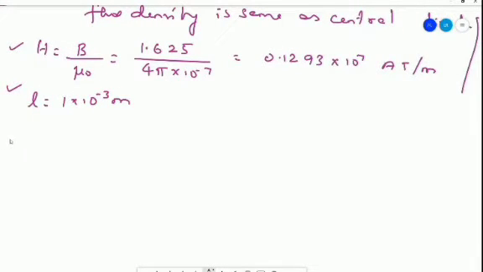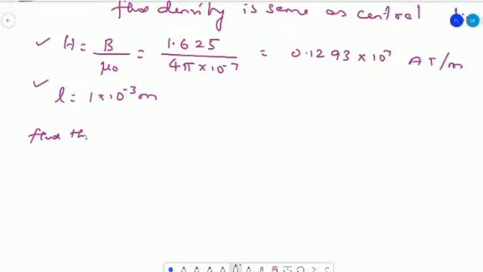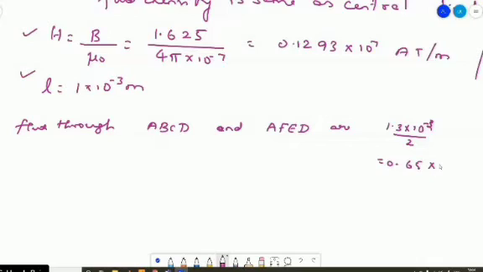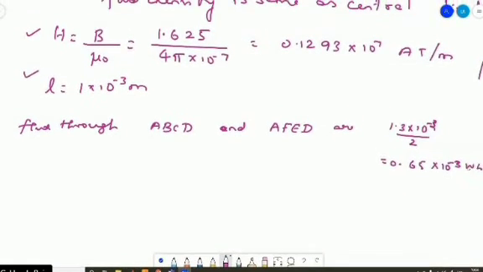I'm using the same notation that is given in the diagram. If you look at the paths A, B, C, D and A, F, E, D, the flux through each is how much? It is 1.3 into 10 to the power minus 3 by 2, half of whatever reaches the point A. So this will be 0.65 into 10 to the power minus 3 Weber.